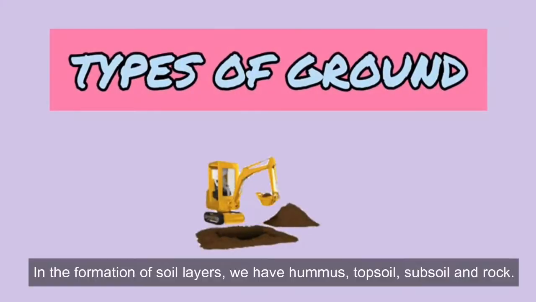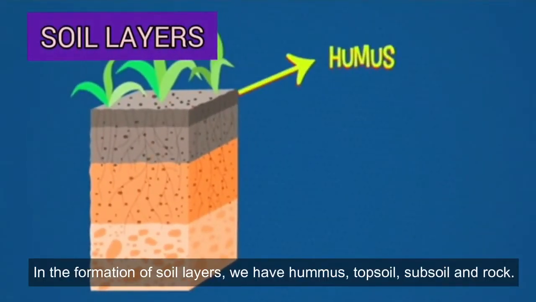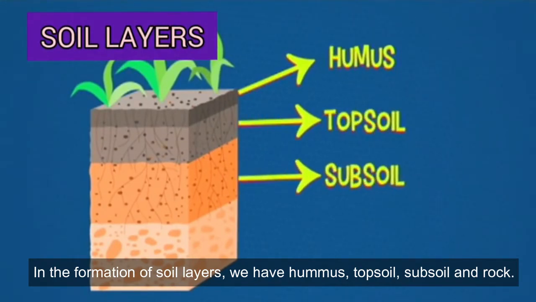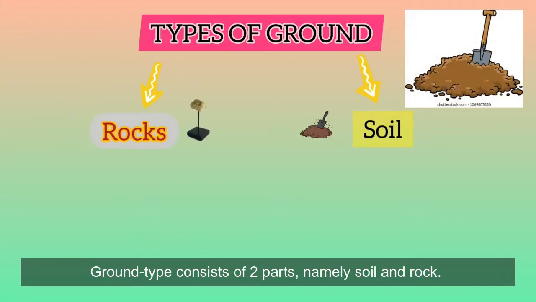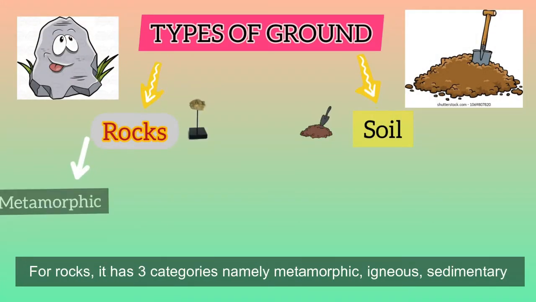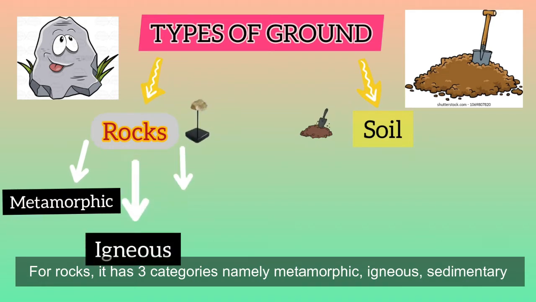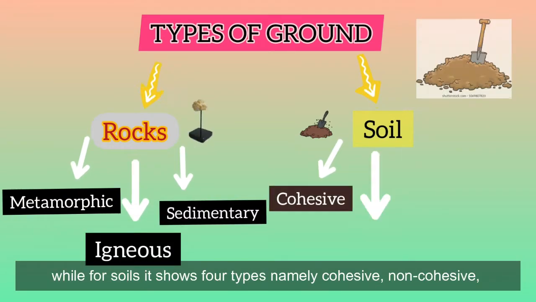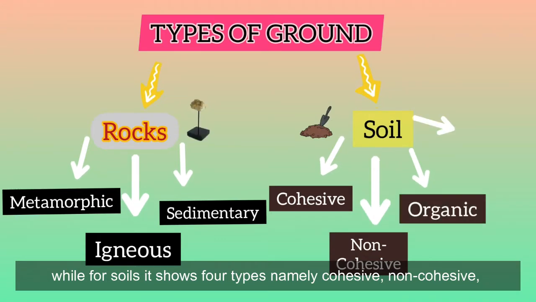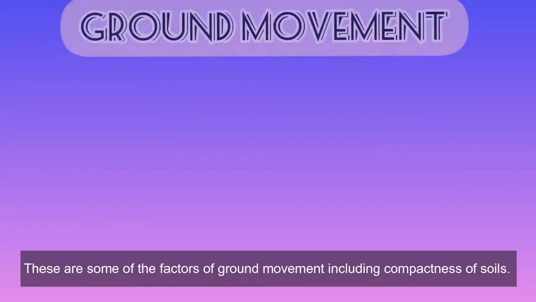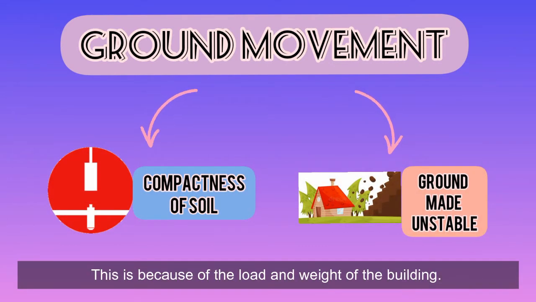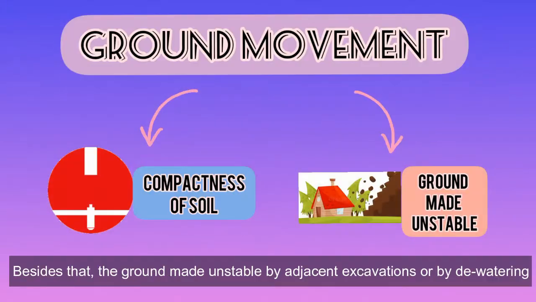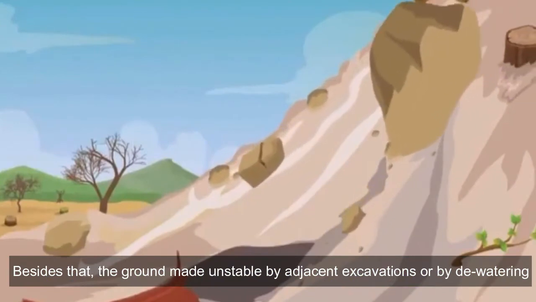Type of ground. In the formation of soil layers, we have humus, topsoil, subsoil, and rock. Ground type consists of two parts, namely soil and rock. Rocks have three categories, namely metamorphic, igneous, and sedimentary, while soils have four types, namely cohesive, non-cohesive, organic, and synthetic. These are some of the factors of ground movement, including compactness of soils. This is because of the load and weight of the building. Besides that, the ground is made unstable by agitation, excavations, or by dewatering.